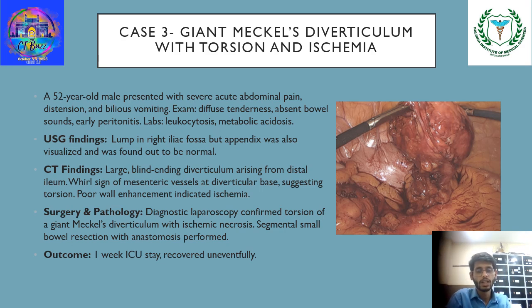CT findings. Large blind ending diverticulum arising from distal ileum. Whirl sign of mesenteric vessels at the diverticular base suggesting torsion was seen. Poor wall enhancement indicated ischemia. Diagnostic laparoscopy confirmed torsion of a giant Meckel's diverticulum with ischemic necrosis. Segmental small bowel resection with anastomosis was performed. Patient had a 1 week ICU stay and recovered uneventfully.